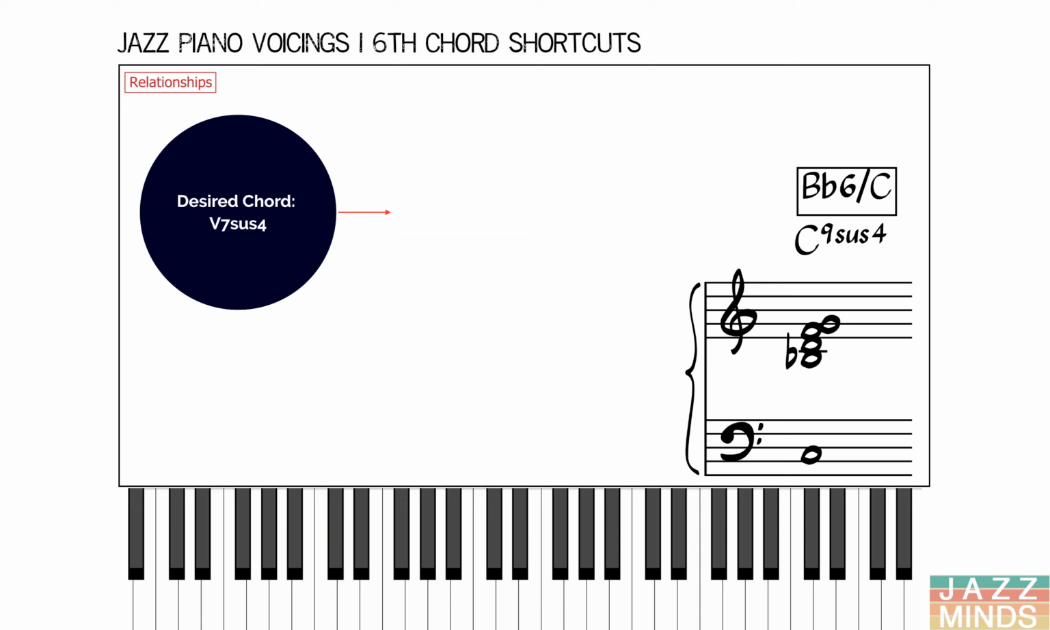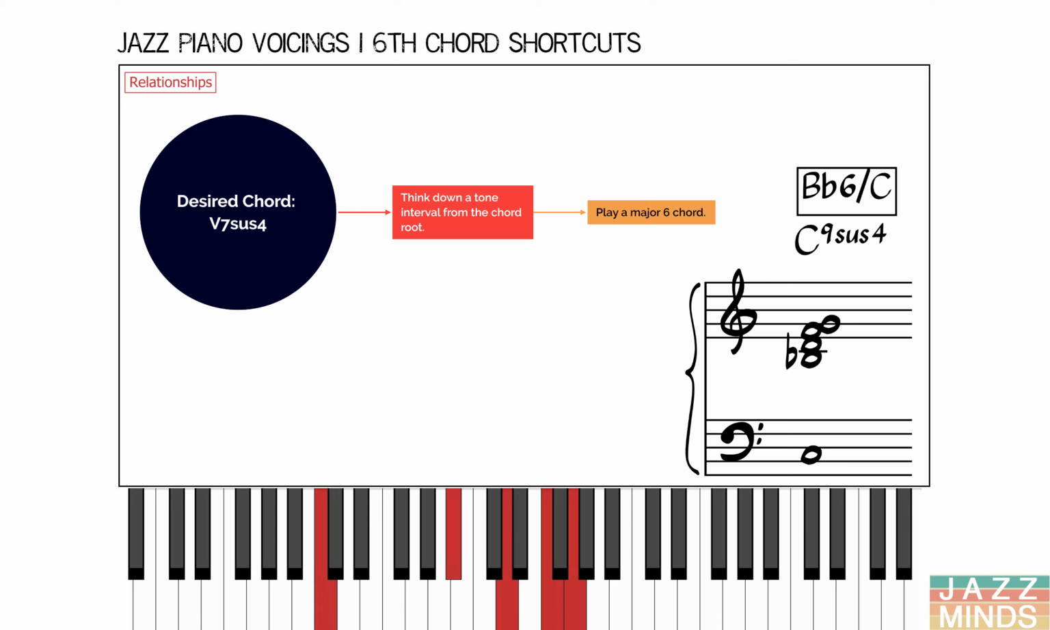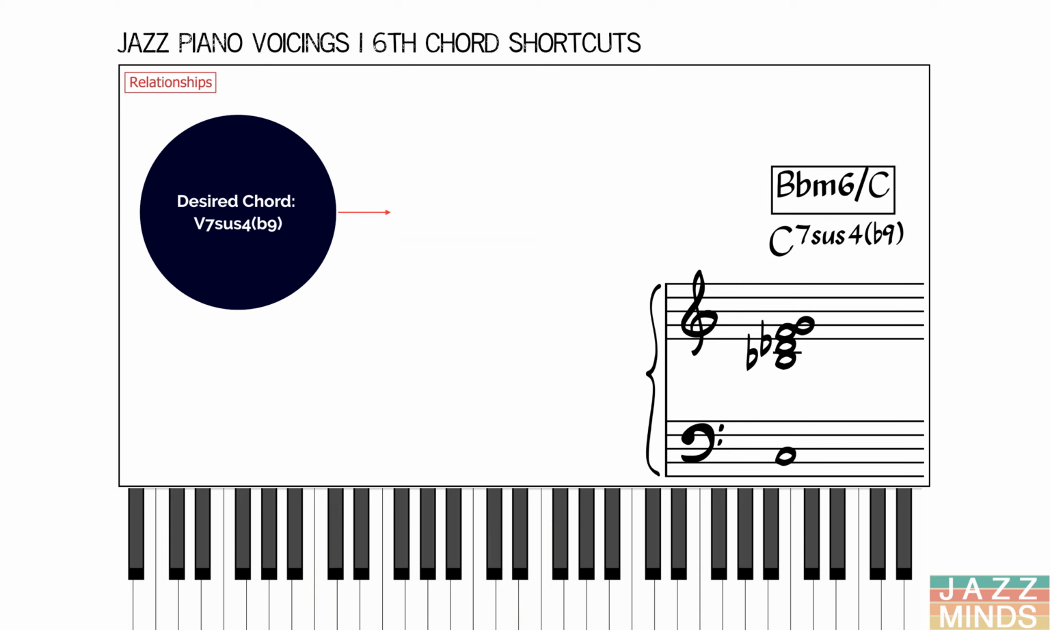For a dominant 7 suspended 4 chord voicing, think down 1 tone interval from the root and play a major 6th chord shape. For a dominant 7 suspended 4 flat 9 chord voicing, think down a tone interval from the root and play a minor 6th chord shape.